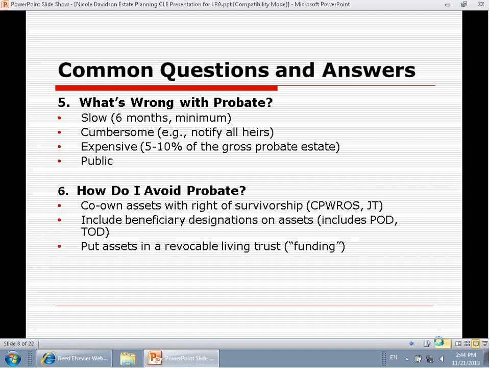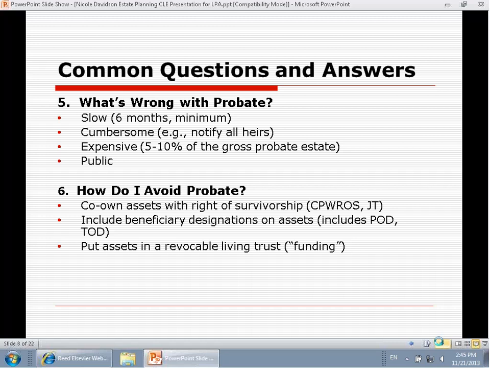There are many steps that need to happen. It will seem asinine to the client. One of my favorites is the duty to notify all heirs. So basically make a family tree of the decedent and go out as far as you possibly can and notify all those people, even though most of them aren't going to receive any assets.